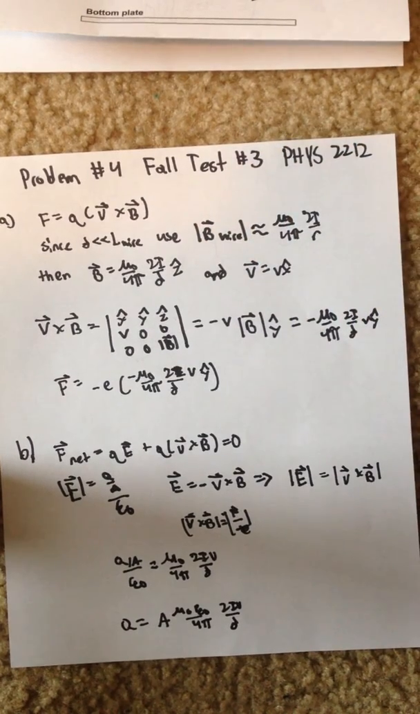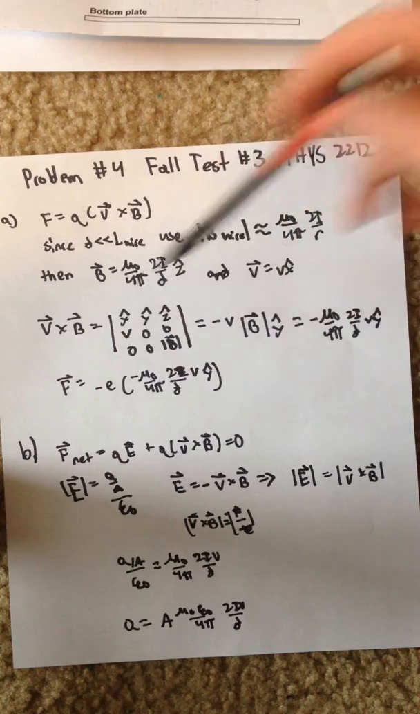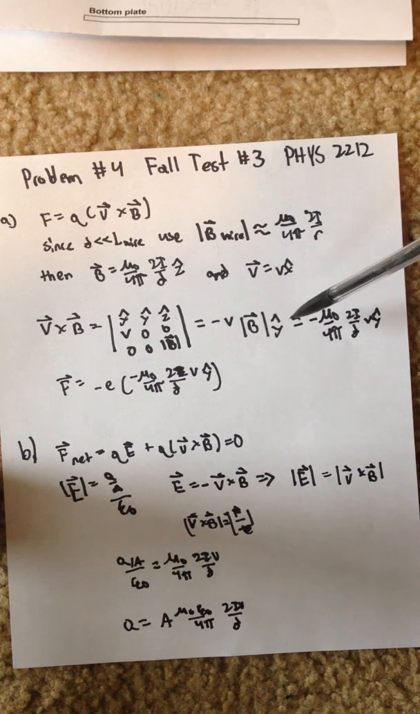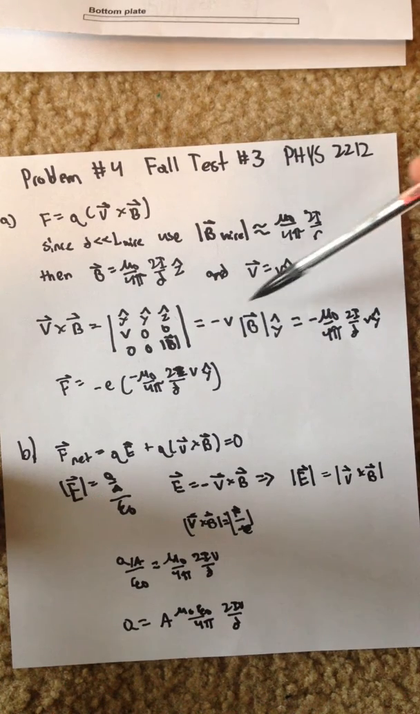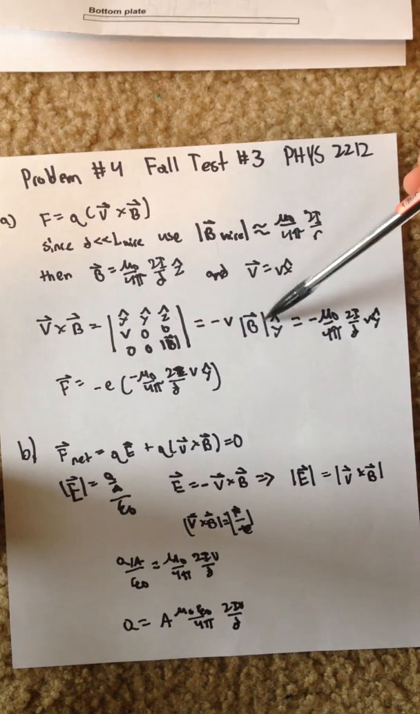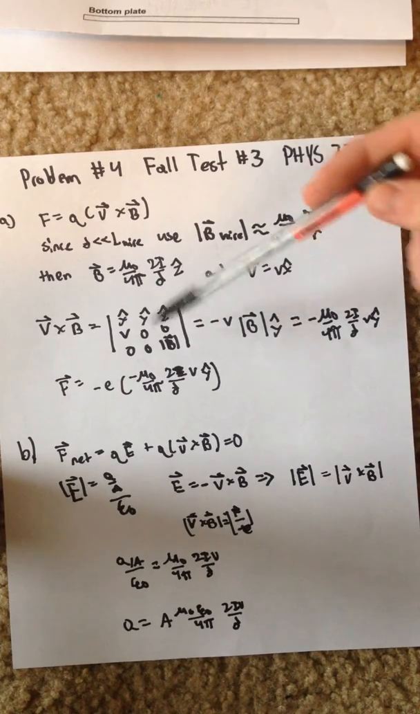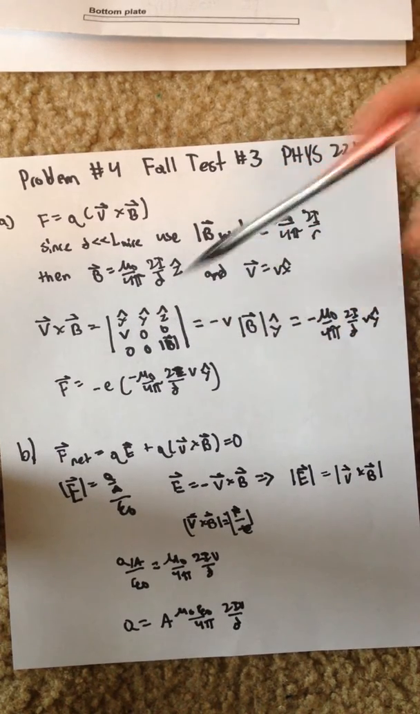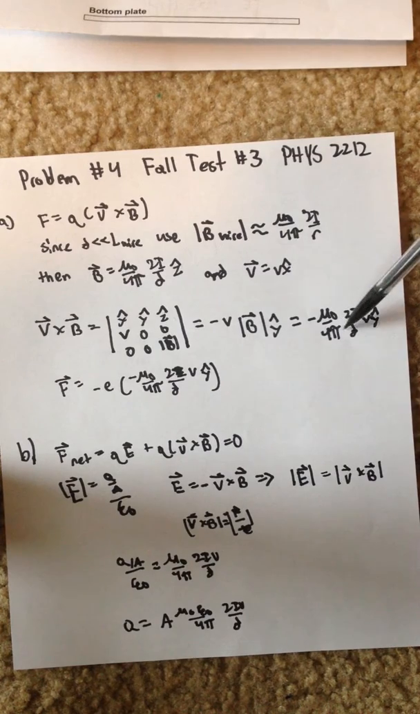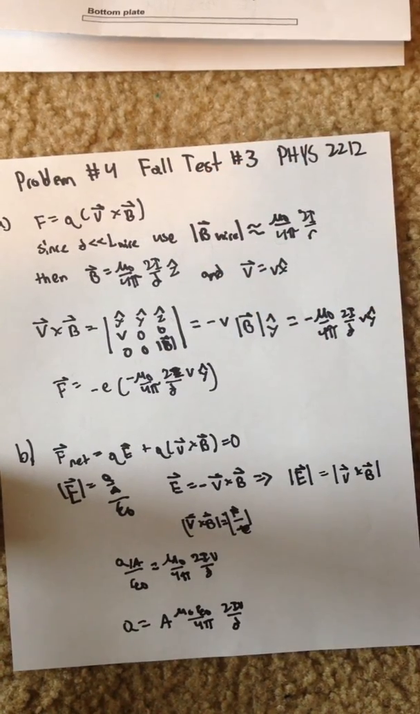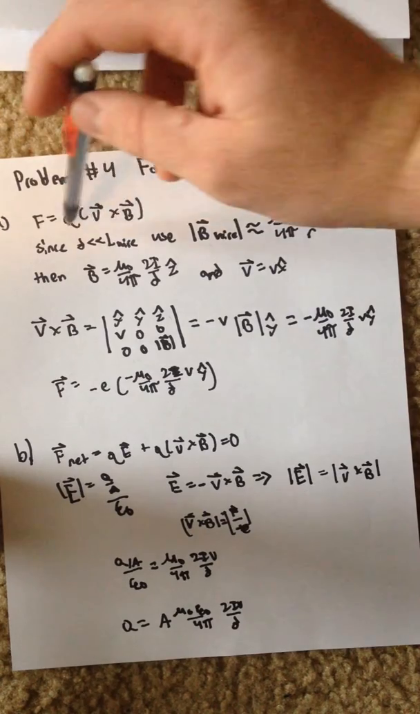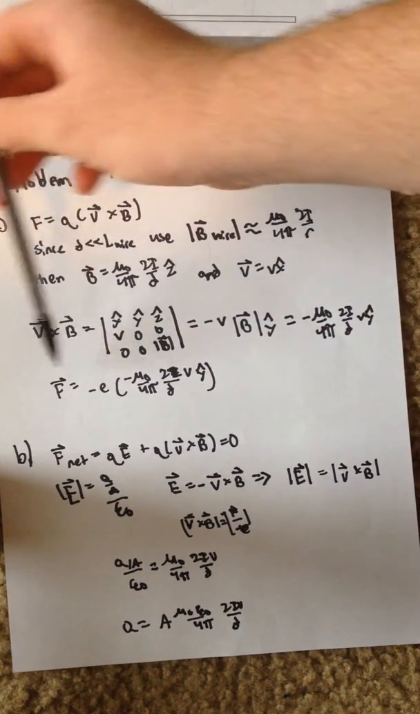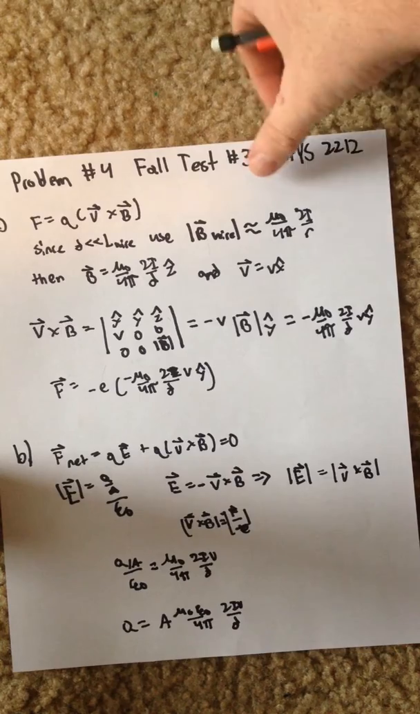Do the cross product chart, cancel out stuff, do the math, and we get that it's negative V B in the Y direction, because X and Z cancel out because of these zeros there. We get negative mu naught over 4 pi, 2I over D, times V, in the Y direction. Then we plug that back in, and we know Q is equal to negative E.